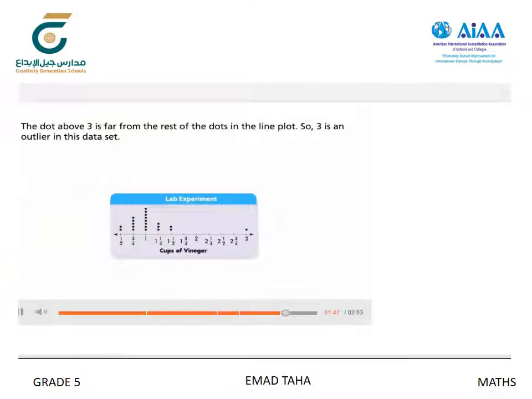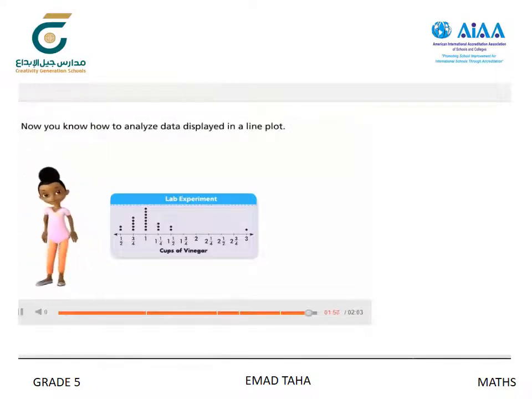The dot above 3 is far from the rest of the dots in the line plot, so 3 is an outlier in this data set. Now you know how to analyze data displayed in a line plot. So our lesson is how to read the data or information on line plots, and how to interpret what each one means.